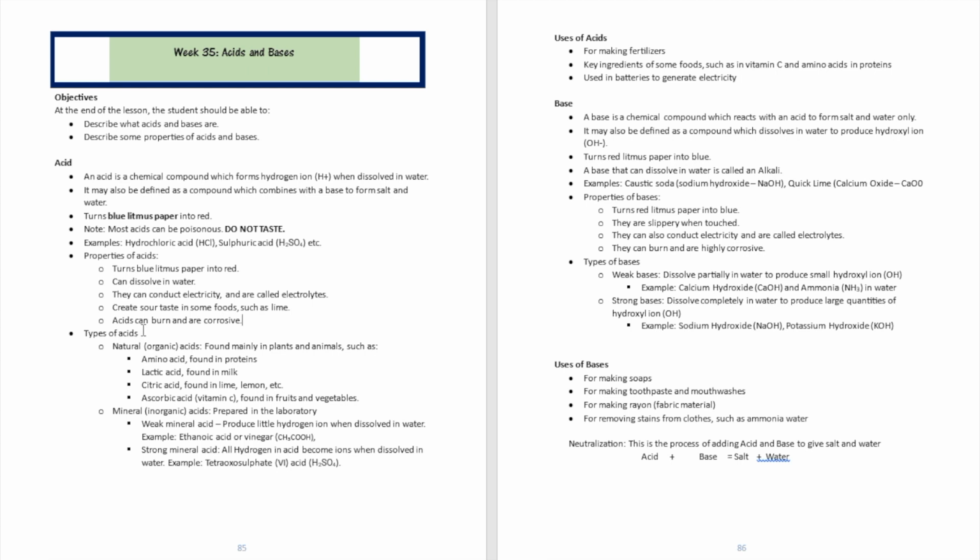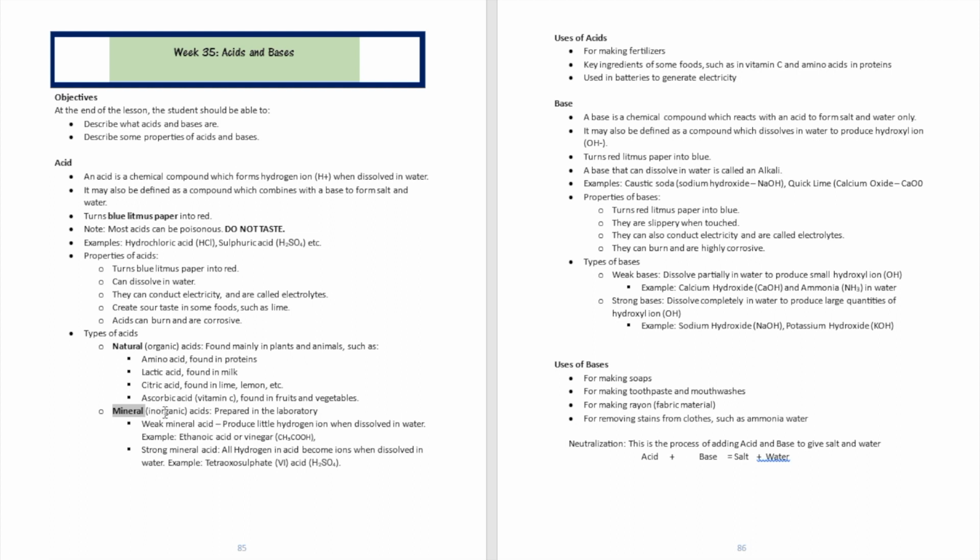What are the different types of acids? There are natural acids, and then there are what we call inorganic or mineral acids, which are prepared in the laboratory. What are natural acids? These are acids found in plants and animals, such as amino acids in proteins, lactic acid, which is found in milk, citric acid found in lime and lemon, and ascorbic acid, which is found in vitamin C, in fruits and vegetables. All these are naturally occurring or organic acids.